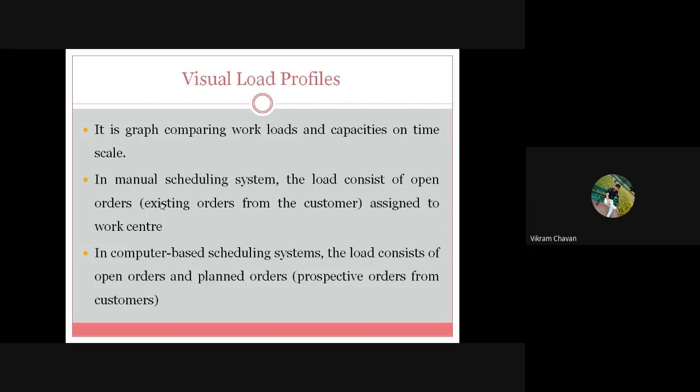Now, this particular assigning of the load can happen manually, or it can happen on the basis of a computer based scheduling system. Okay, computer based scheduling system. So one of the computer based scheduling systems is nothing but SAP. Okay, SAP is used in the industries as a scheduling system.